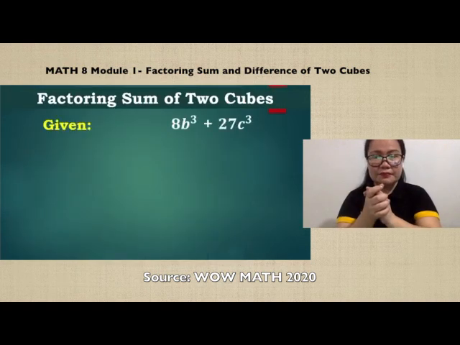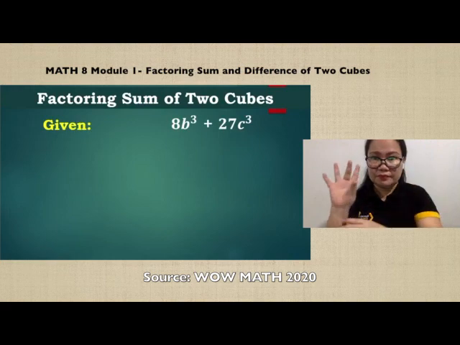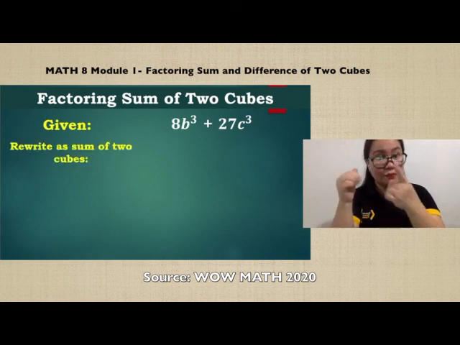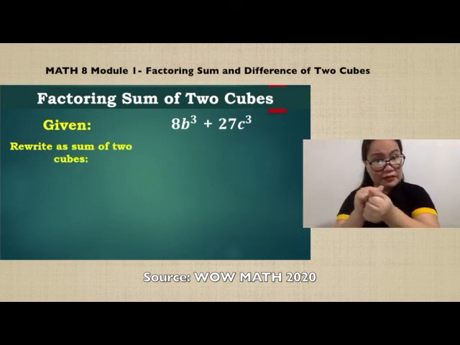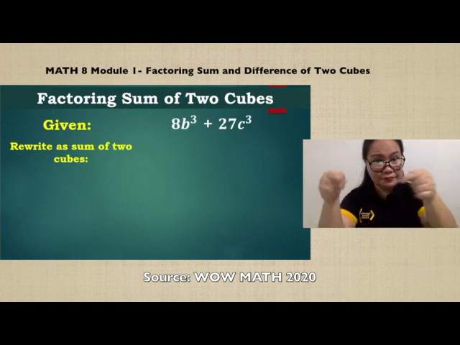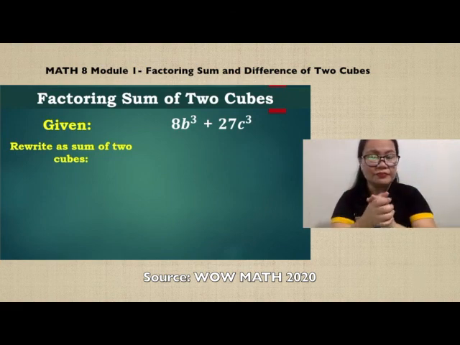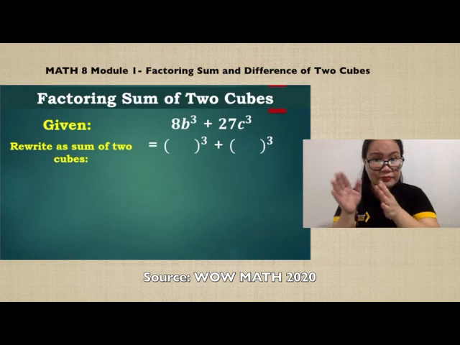Next, I have here 8b cubed plus 27c cubed. Okay, first, rewrite as sum of two cubes. So, kailangan mag-x cube, y cube muna siya. So, paano natin gagawin? I-ready na natin yung pattern.